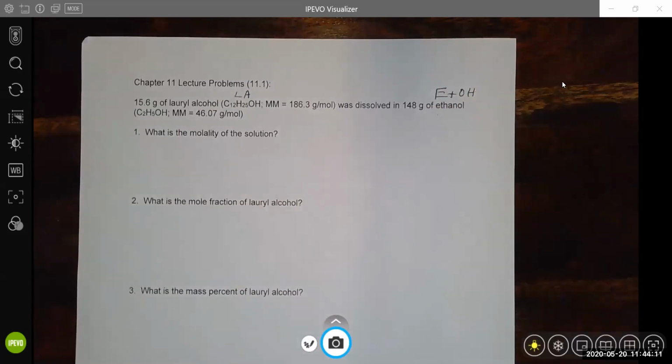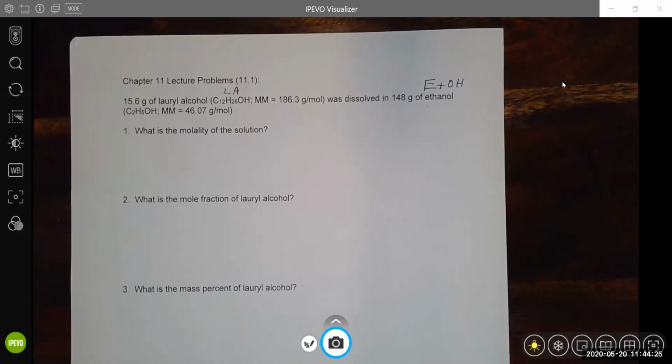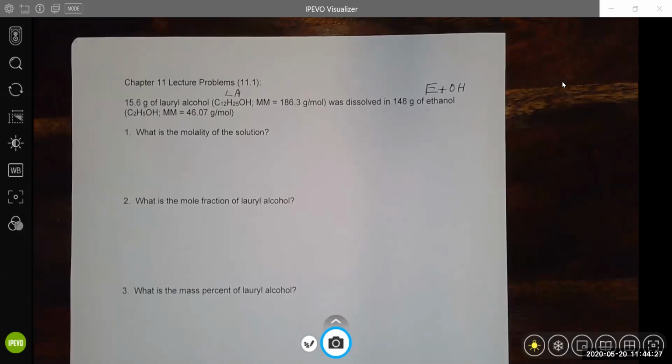ETOH is ethanol. It's the alcohol that's in fermentation, so you find it in wine and beer and alcoholic beverages. It's what they add to gasoline. It's found from fermentation, so it's a very, very common chemical. That's its normal abbreviation, not a formula.